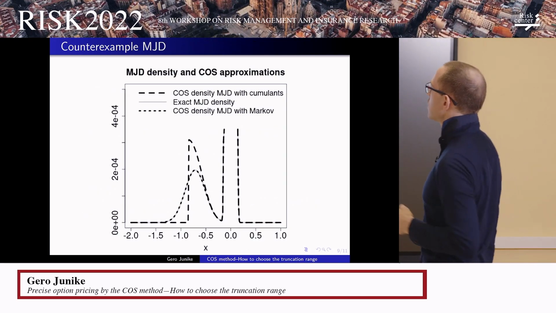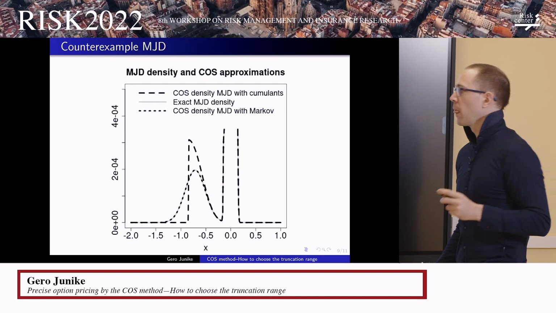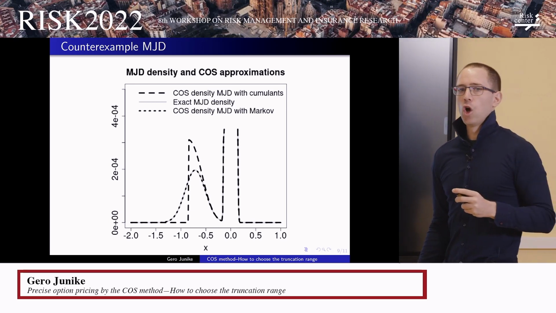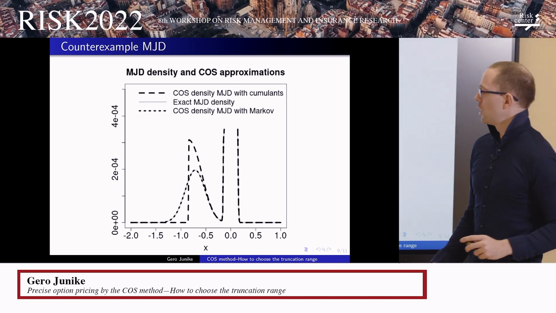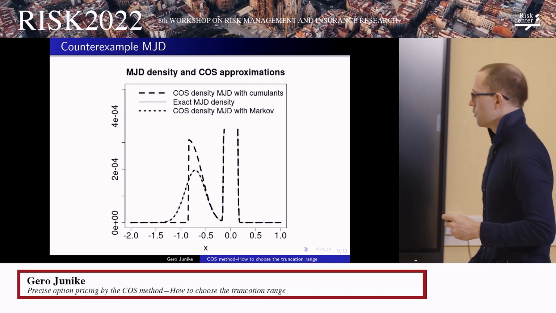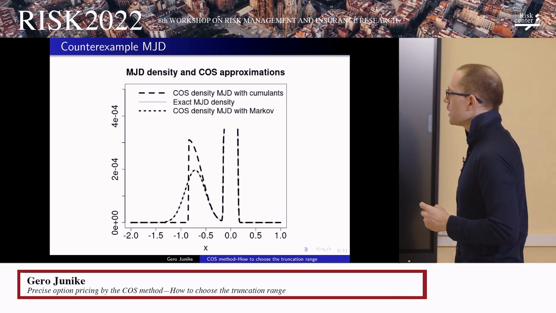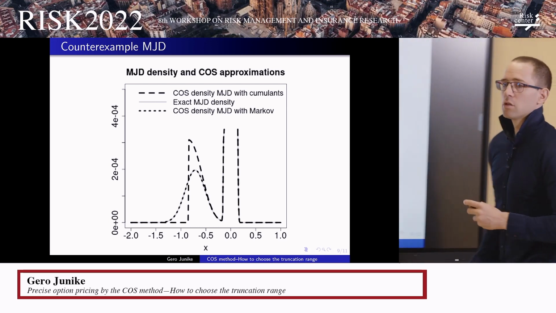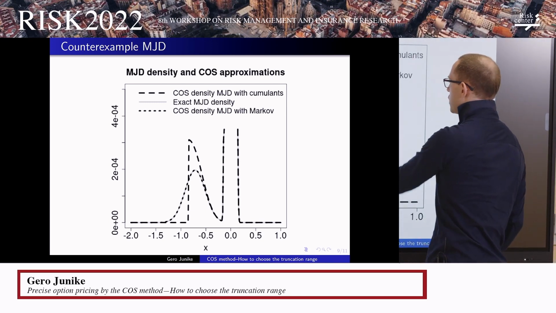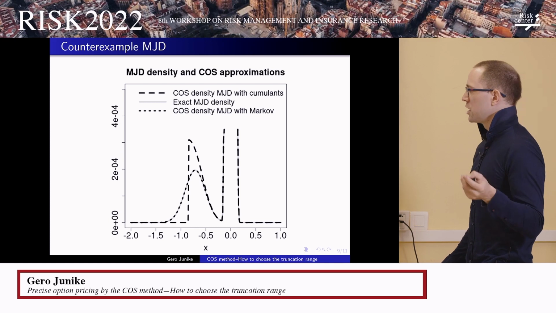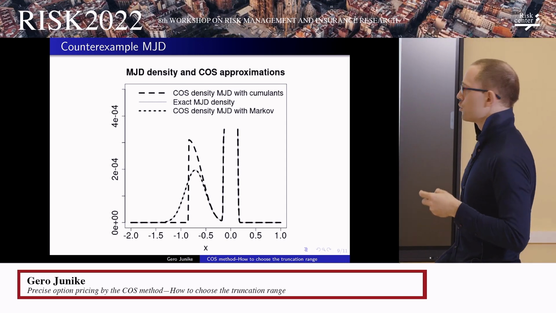On the last two slides, we can observe what happens if the truncation range is chosen too small. Here you see the density of the Merton jump diffusion model, which has two peaks, one peak around 0 and another peak at minus 7.5, which describes the jump in the Merton jump diffusion model. The gray line is the exact solution of the density, which is known in closed form, and the dashed line is the approximation of the density with the truncation range chosen by the rule of thumb, which we introduced in the beginning of the talk.